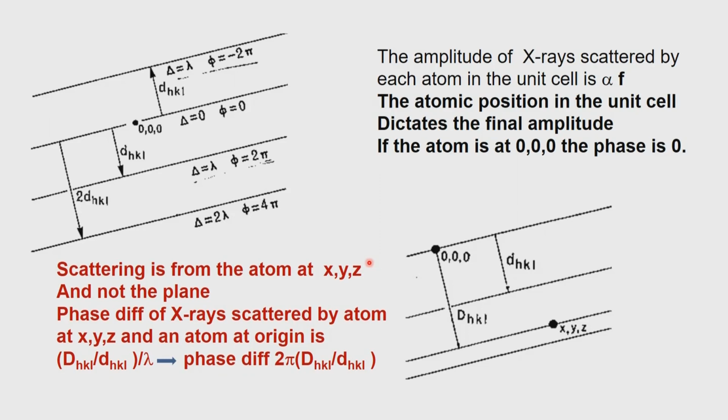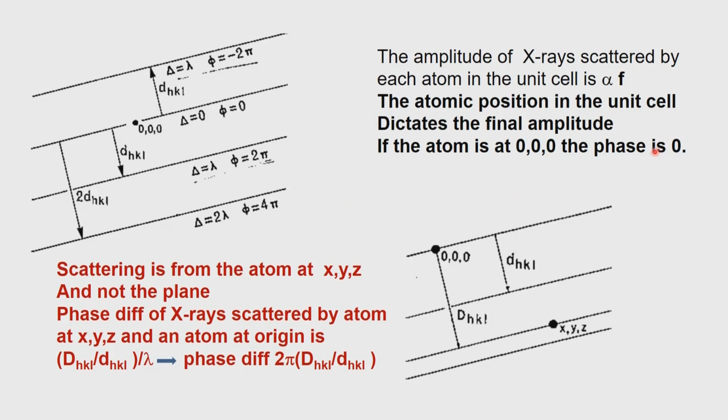Now, the thing which we have to notice is that the amplitude of X-ray scattered by each atom in the unit cell is proportional to f. So, for each atom, the amplitude of X-ray scattered is proportional to f, and therefore, it depends upon the scattering angle. So, as we go to higher and higher angles from 0 0 0, as we go to higher and higher angles of scattering, the value of f falls with respect to sin theta by lambda. The atomic position in the unit cell dictates the final amplitude. If the atom is at 0 0 0, the phase is 0. Okay, so this is a point which one should remember.